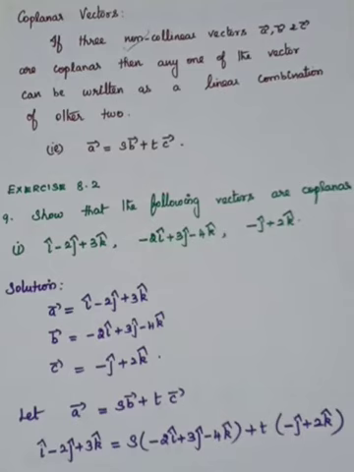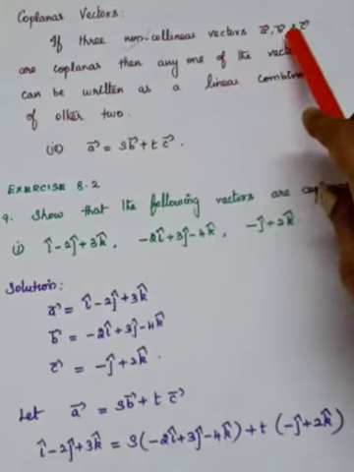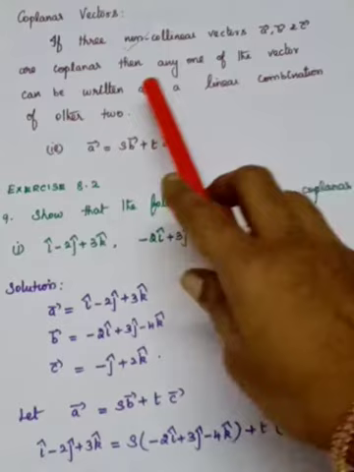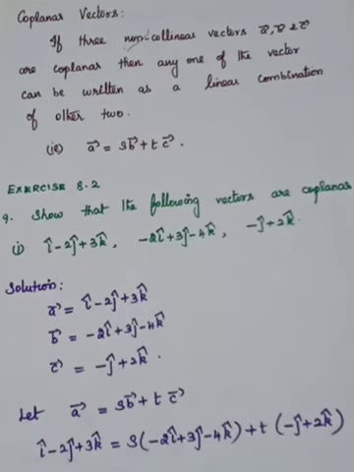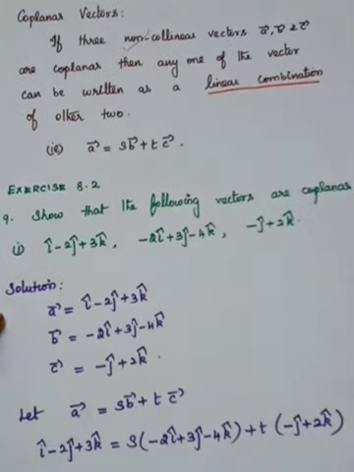Coplanar vectors means the vectors lie in the same plane or parallel to the plane. They are called coplanar vectors. The coplanar vectors have the property that one vector we can write as a linear combination of the other two. If three non-collinear vectors A vector, B vector and C vector are coplanar, then any one of the vectors can be written as a linear combination of the other two.